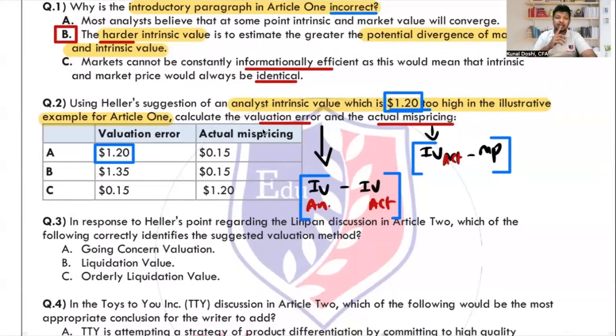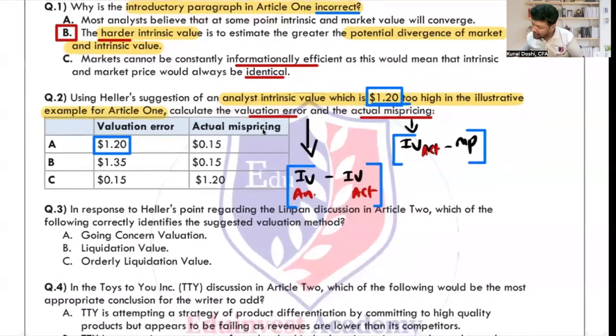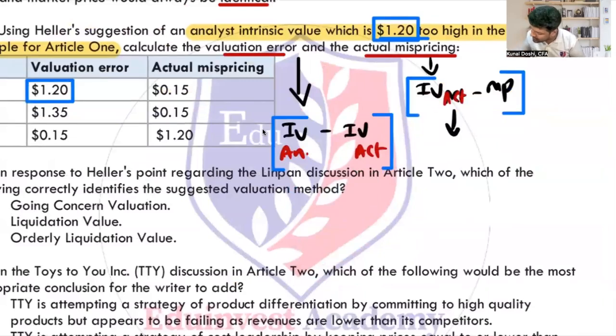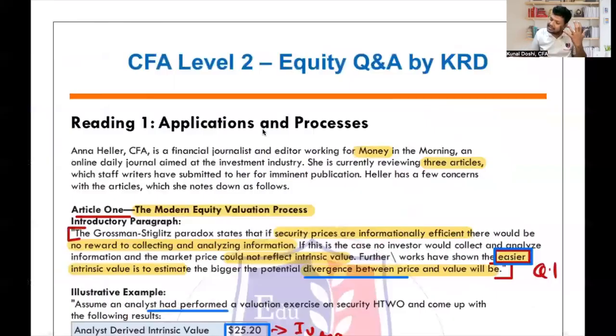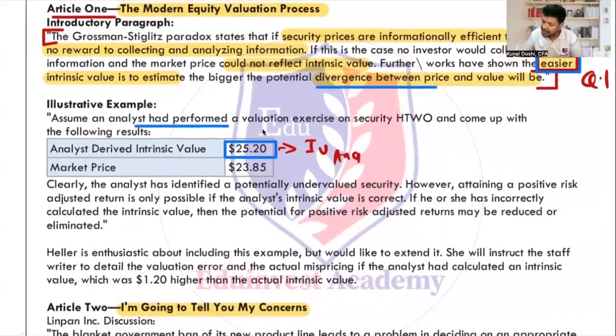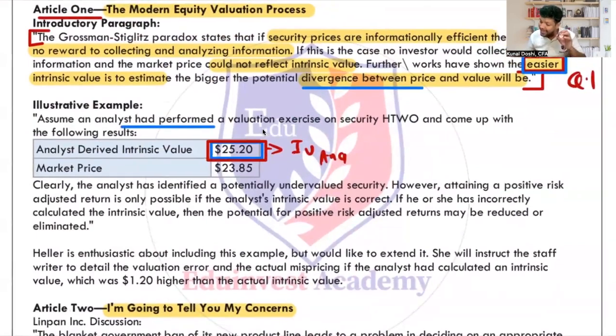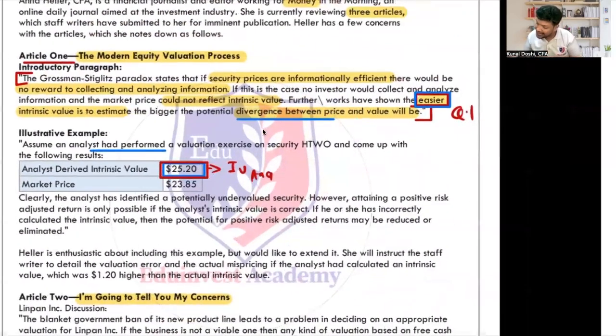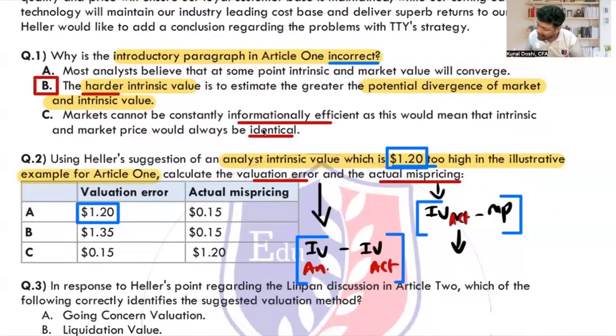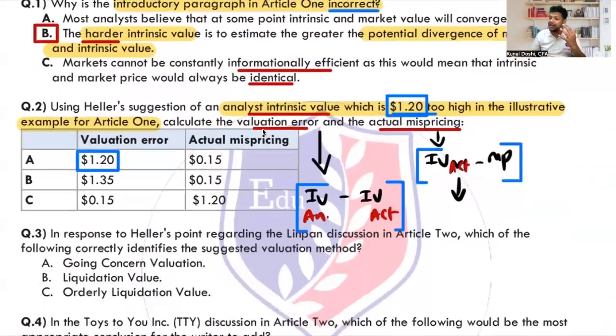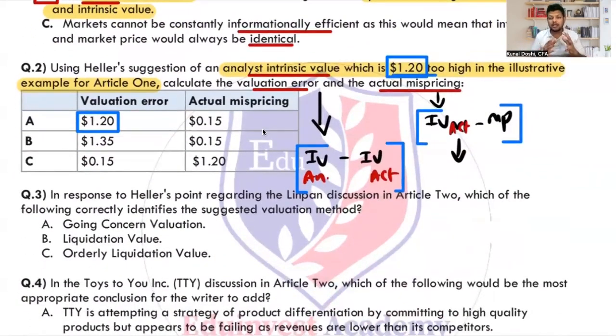The analyst has given me the intrinsic value of 25.2. And this value, they are saying, the analyst's intrinsic value is 1.2 higher than the actual one. So can I say the actual intrinsic value is higher than what the analyst said or lower? Analyst derived is 25.2, which they have mentioned is relatively higher. So can I say the actual one is lower? Am I correct? Right. So 25.2, should I subtract 1.2 or add 1.2?